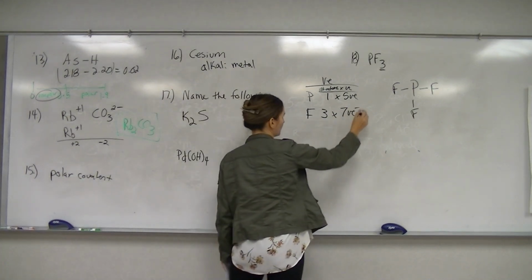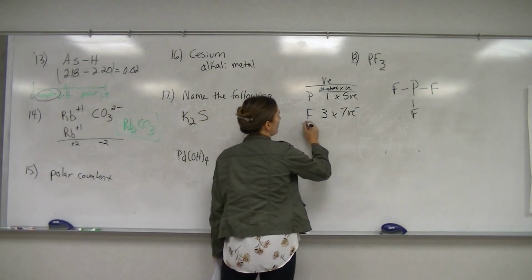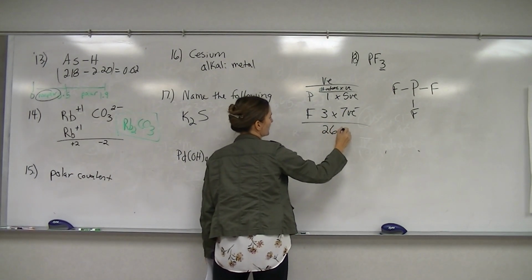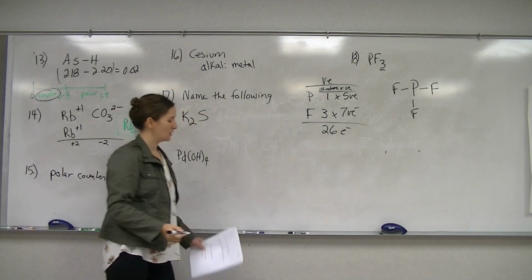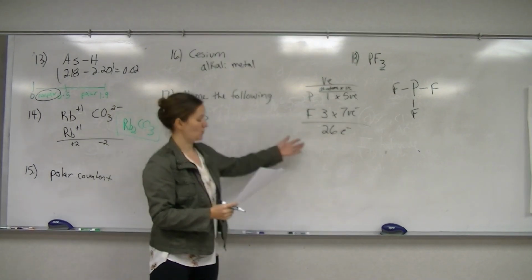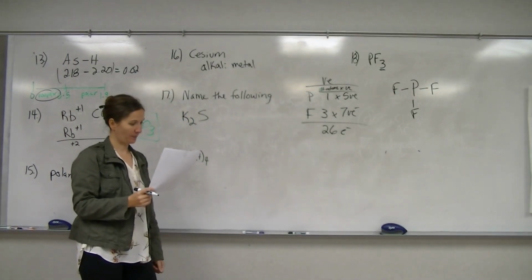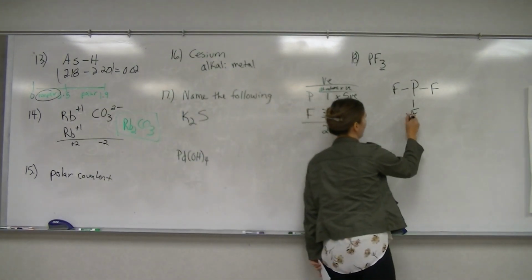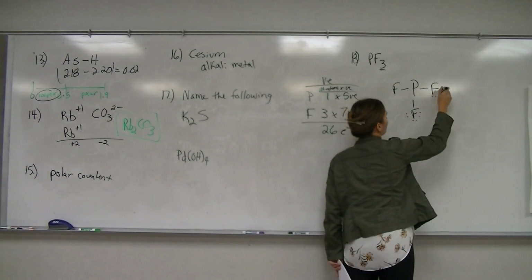Because it's a halogen in group 17. So multiplying that out, I get 21 plus 5 for a total of 26 electrons. So that's the answer to number 18, 26 valence electrons. Now to draw the Lewis structure, we're going to take those 26 valence electrons and make the terminal atoms happy first.